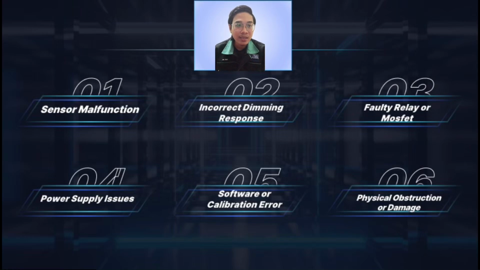Second problem is incorrect dimming response. The issue: headlight dims at the wrong time or fails to dim. How to fix? Adjust sensor sensitivity, inspect the microcontroller and circuit logic, and test the relay or MOSFET.